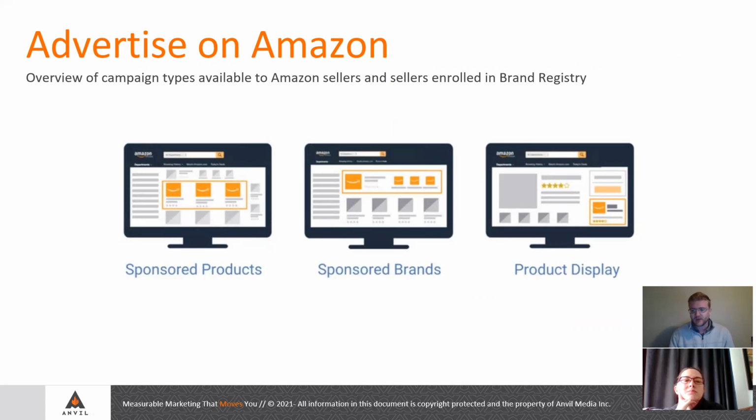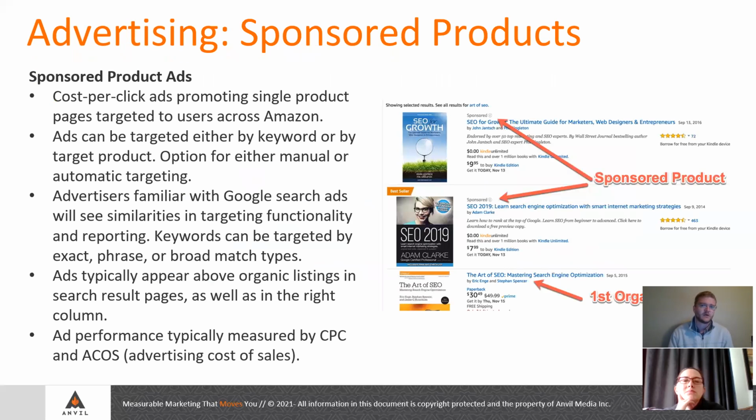Okay, so I've only got a few minutes left here, so I'll quickly go through Amazon advertising campaign types available to all sellers as well as sellers just in brand registry. We'll start off with the main advertising campaign type on Amazon, and that is sponsored product campaigns. Sponsored product campaigns are available to all sellers and vendors. There's really no restrictions here on who can run them. You just need to be signed up with Amazon Seller Central.